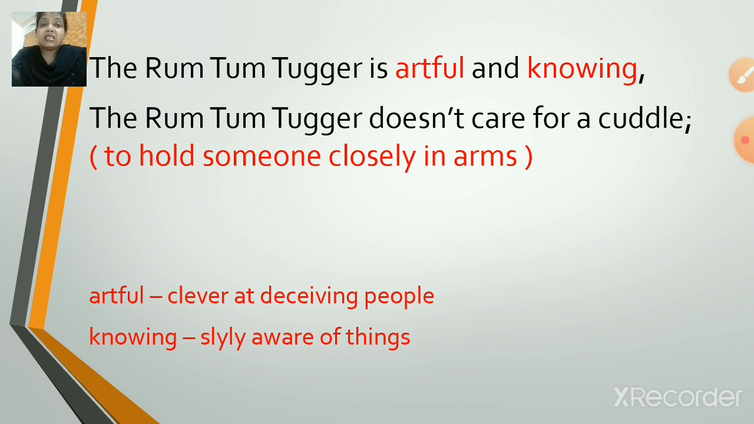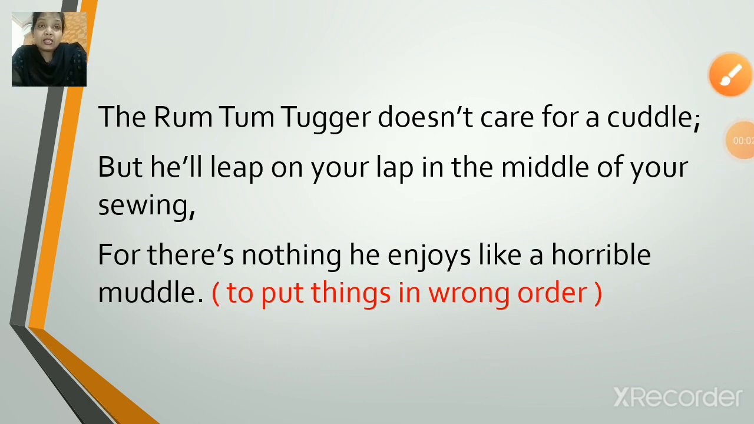The Rum Tum Tugger doesn't care for a cuddle. Cuddle means, children, to hold someone closely in arms. The Rum Tum Tugger doesn't care for a cuddle, but he will leap on your lap in the middle of your sewing. That means the poet says he is not bothered about a cuddle, he doesn't want to hold someone closely in arms, but he will leap on your lap in the middle of your sewing. That means if you are doing an activity of stitching, he will suddenly come and leap on your lap, lie down on your lap in the middle of your activity.